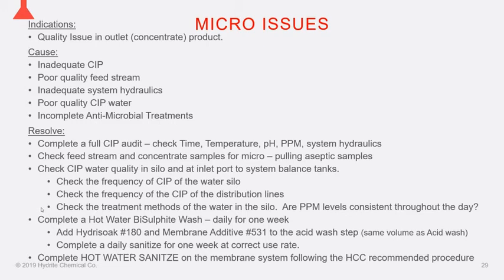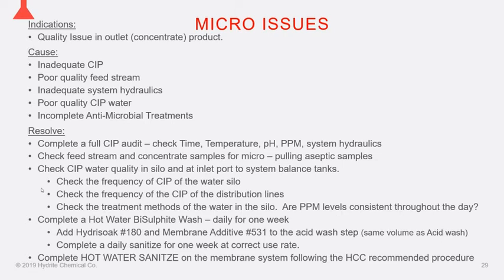There's also inadequate system hydraulics. If we're not getting enough turbulence in the system, this can be an issue. And this can come completely from outside the product, simply from the CIP water. This is also a problem if there's not a sanitize step happening regularly. The big issue with micro is that it's not just some individual soil. It complexes itself, and it becomes a compounding issue that deposits a lot of foulant right on the membrane and causes issues over time.